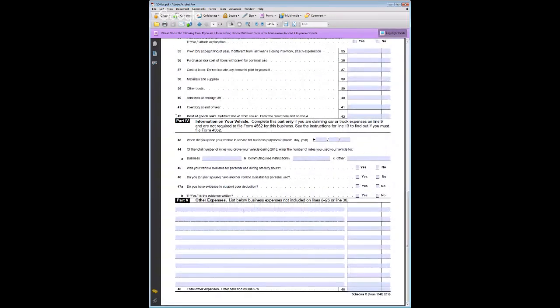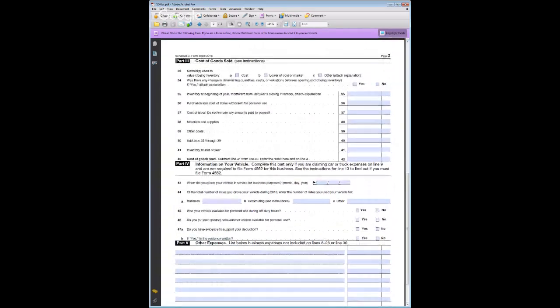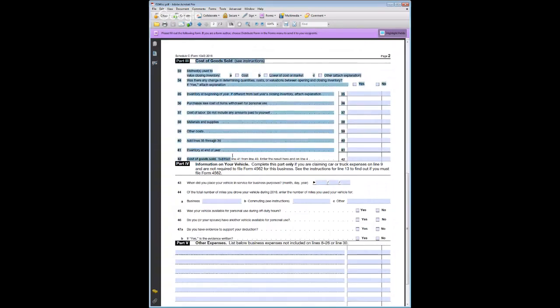This is all your cost of goods calculations. Sorry, I ran too far. Okay, so here in part 3, all of this is cost of goods. Oops. Good God, my mouse is like crazy today.